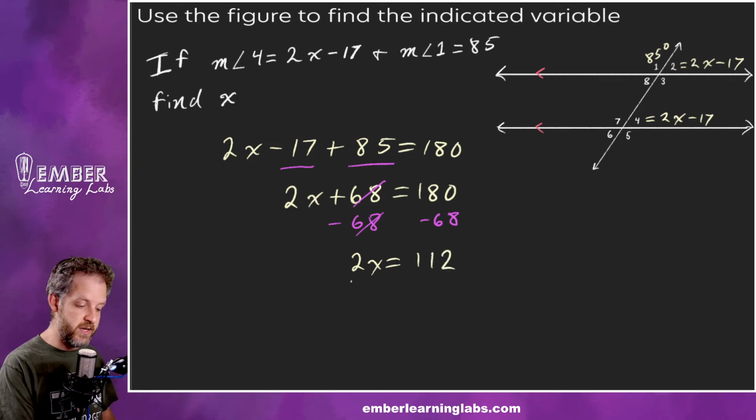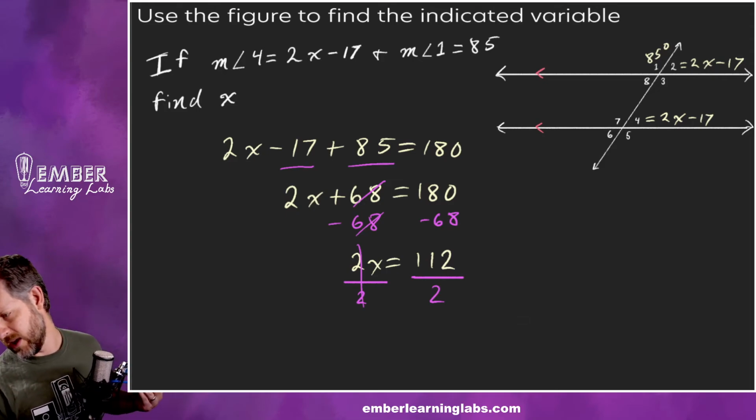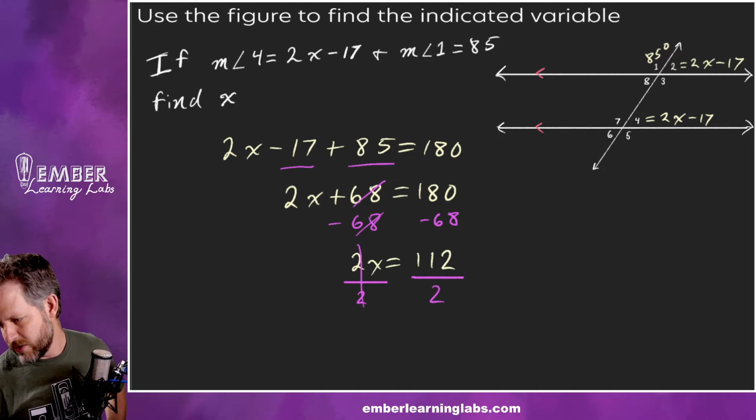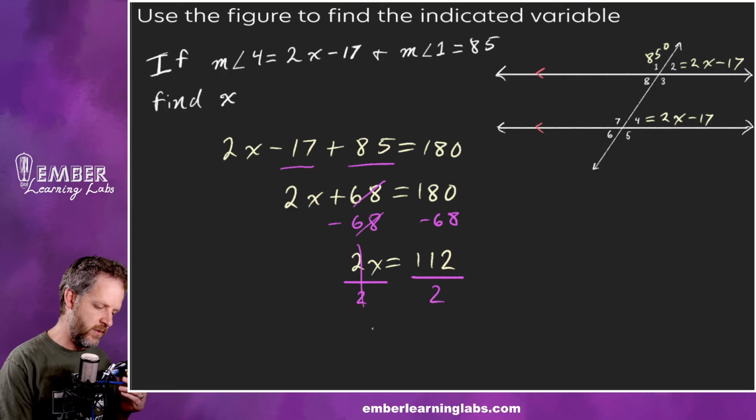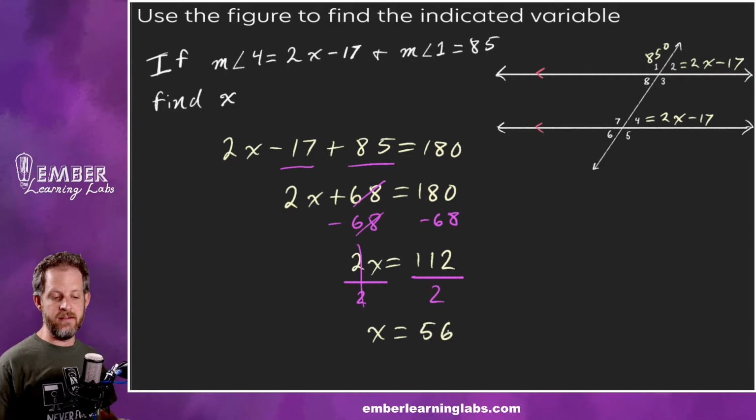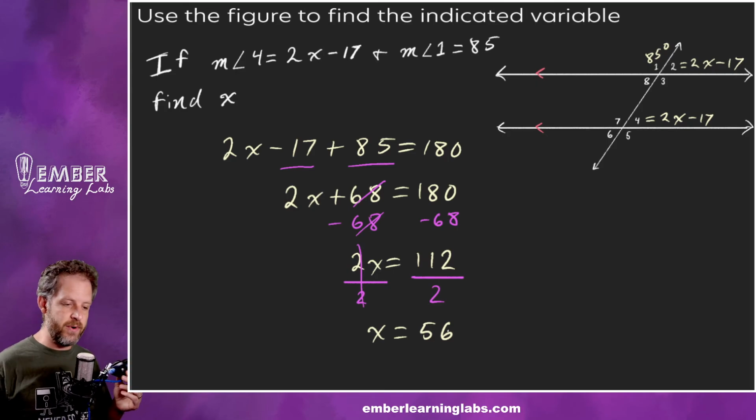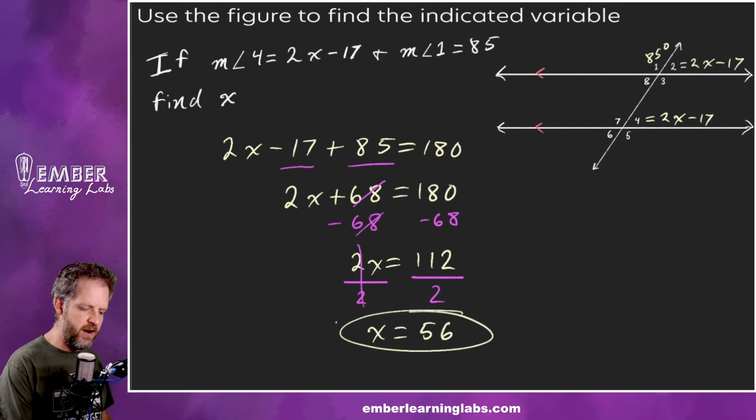Then to get rid of that 2, which is multiplied, we divide. We divide both sides by 2. 112 divided by 2 is 56. X equals 56. Now, it doesn't ask us to find the other angles, though we could have certainly done that, but it just asks us to find the variable. So we're done with that problem.